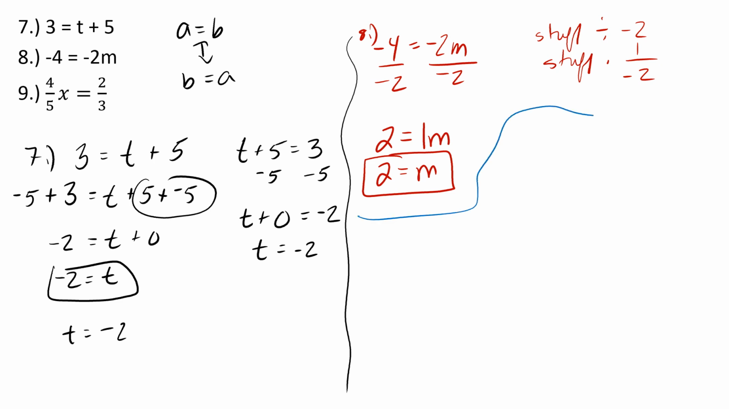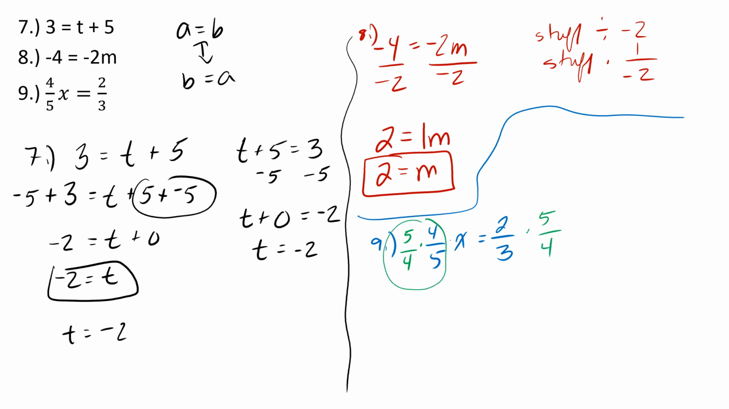Last but not least is problem number 9, which has all these fun fractions in it, but we're not going to get freaked out by it. If you've got something being multiplied here, we need that to be a 1. So we need it to be 1x. The way to get a 1x is to multiply by the reciprocal. So the reciprocal of 4/5 is 5/4, and whatever I do to one side, I do to the other side.